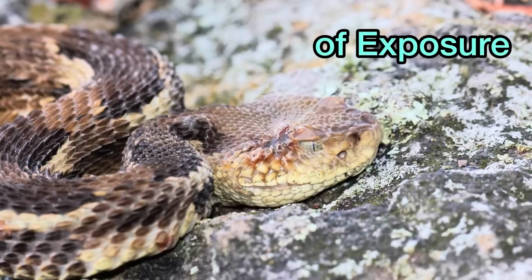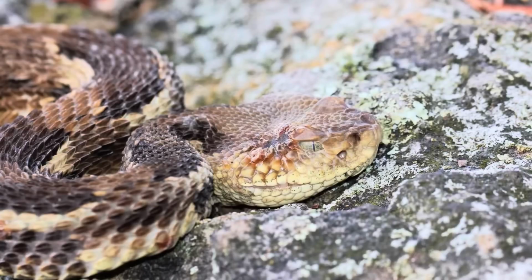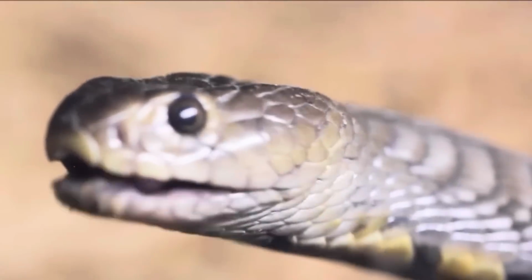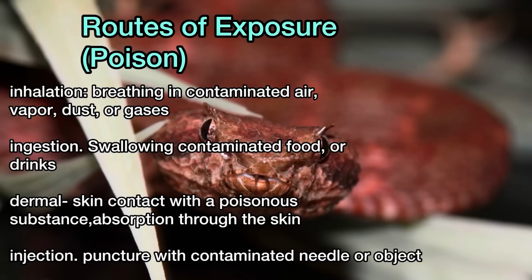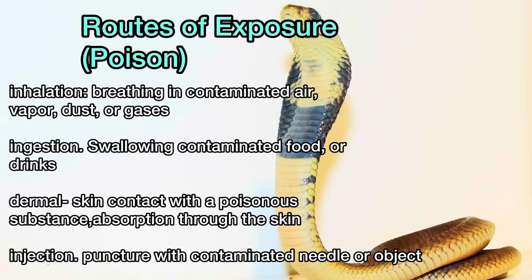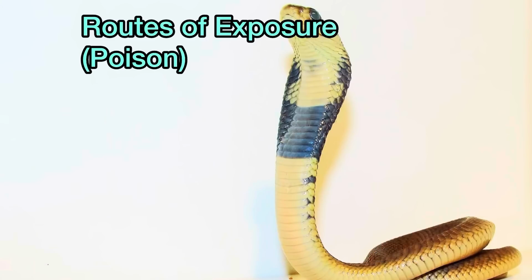What are some examples of routes of exposure between venom and poison? Routes of exposure for poisons include inhalation, such as breathing in air, vapor, dust, or gases that are contaminated. Ingestion, swallowing food or drinking liquids or other substances that are contaminated. Dermal, which is skin contact with a poisonous substance which leads to absorption through the skin. Injection, exposure through a puncture with a contaminated needle or object.